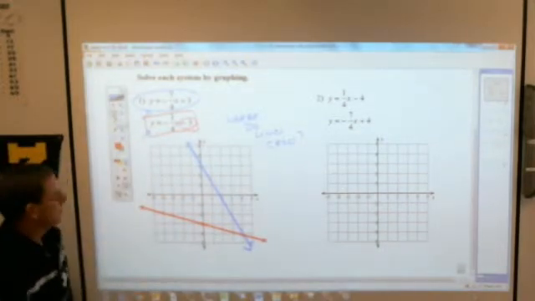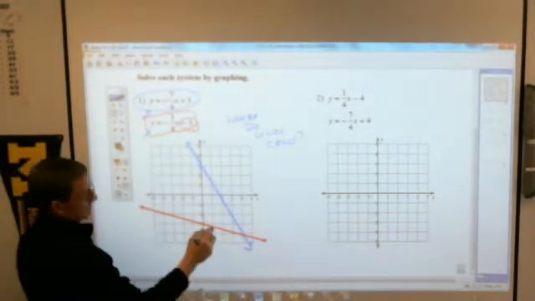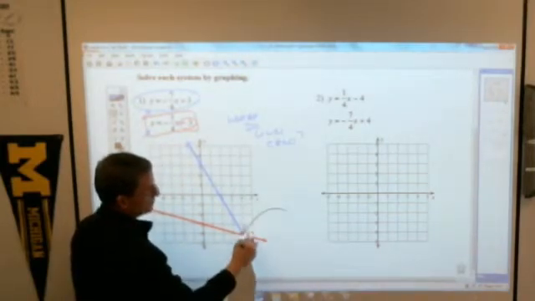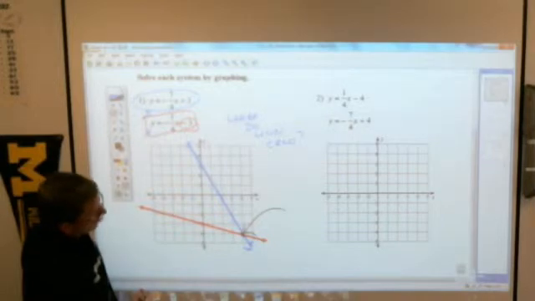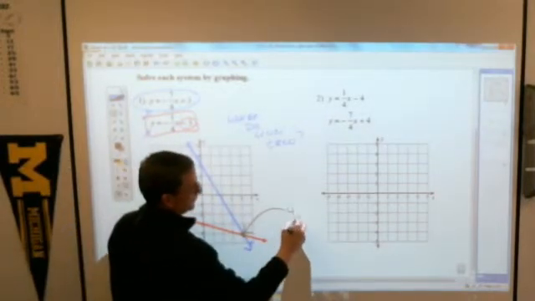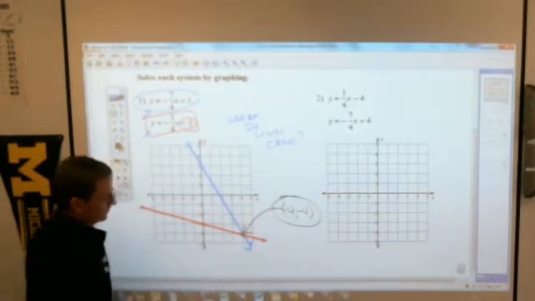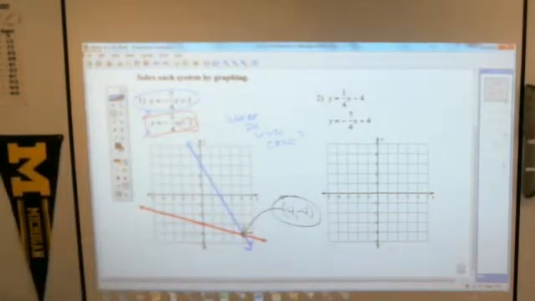And the place where those two lines cross, right here, this is the solution that you want, which is what? 4, -4. That is what you are looking for. It's not really a complicated sort of thing.